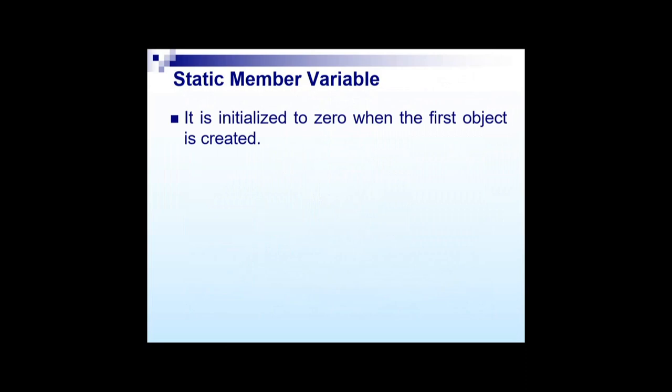First, it is initialized to 0 when the first object is created. Basically, static member variables are automatically initialized to 0 when the first object of the class is created.